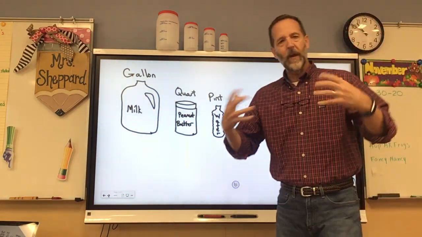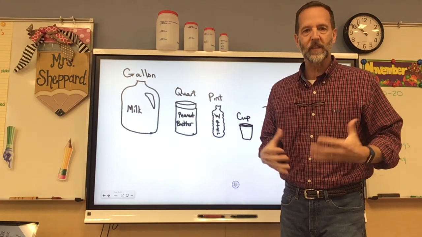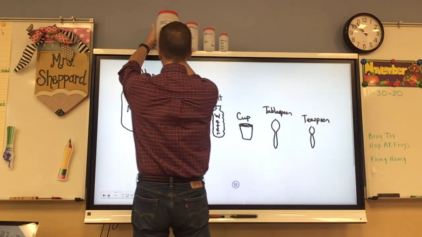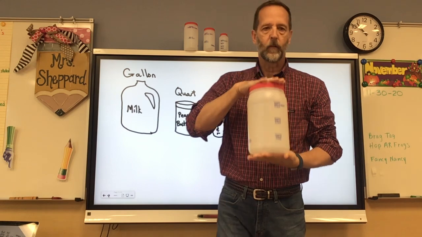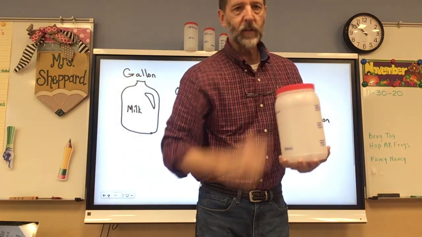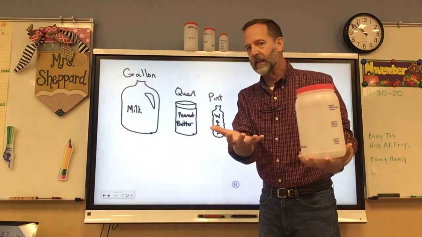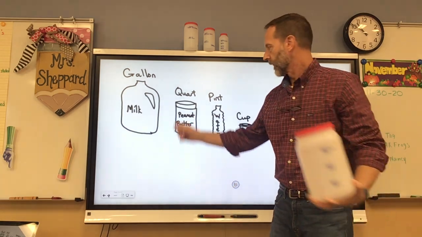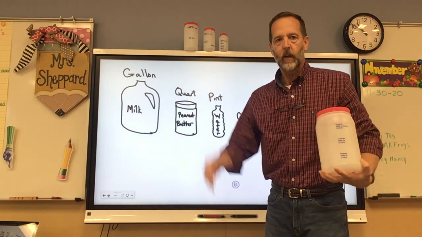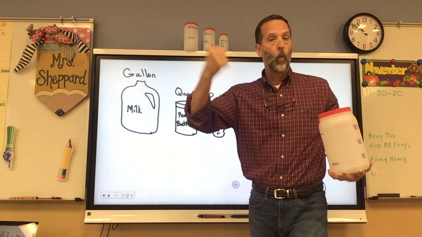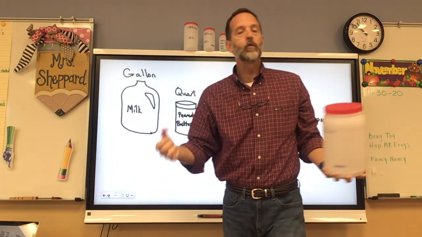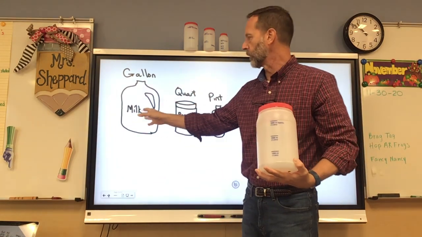Okay. The biggest unit of capacity that we're going to use is the gallon. Now, this is a gallon container. Okay. You have something in your house that you probably get in gallons all the time. Milk. Okay? That milk container, if you get a big water container, it usually comes in a gallon. You've seen what I'm talking about.